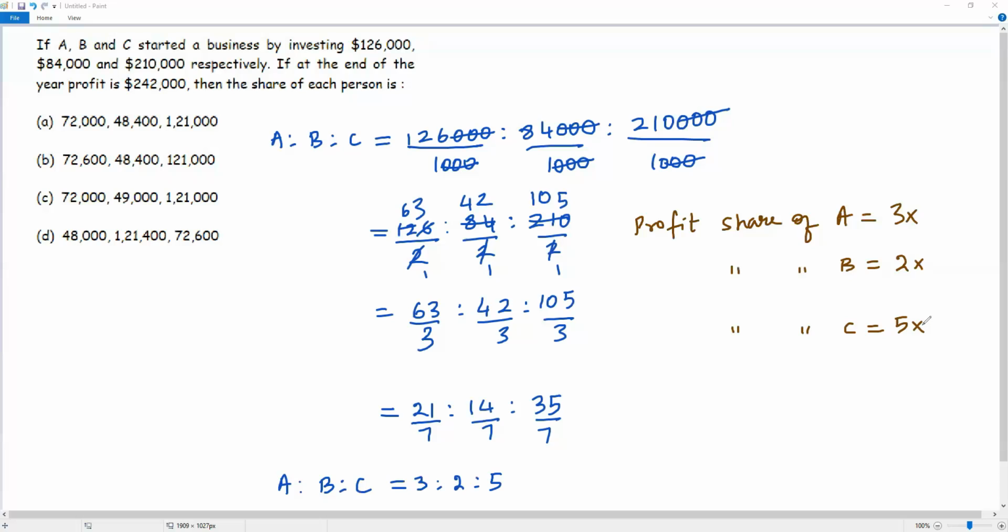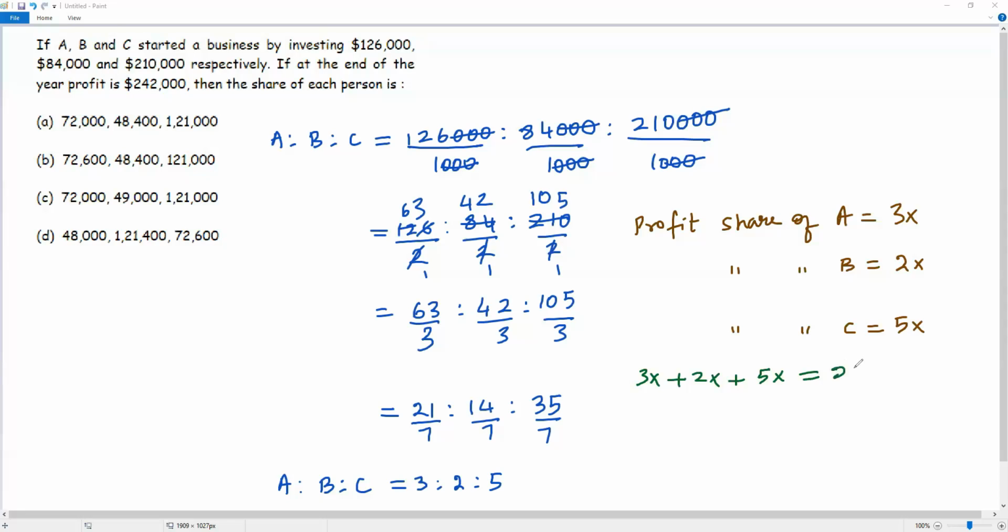Now my aim is to get the value of X. Once I get X, I multiply it by 3 to get the profit share of A, by 2 to get the share of B, and the same for C by 5. To find X, I add the profit shares of all three people: 3X plus 2X plus 5X. This must equal the total profit given in the question, $242,000.